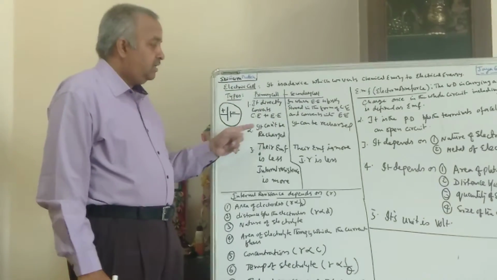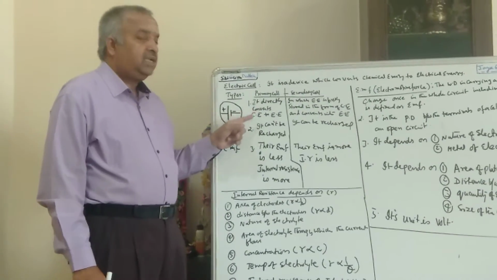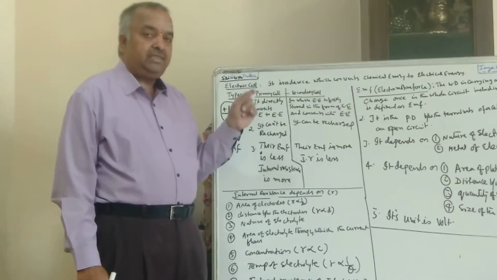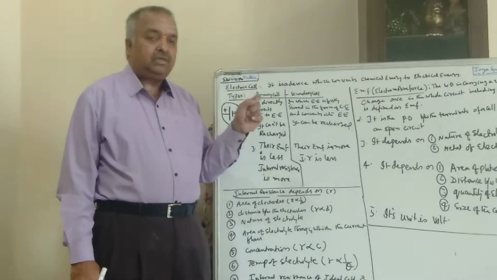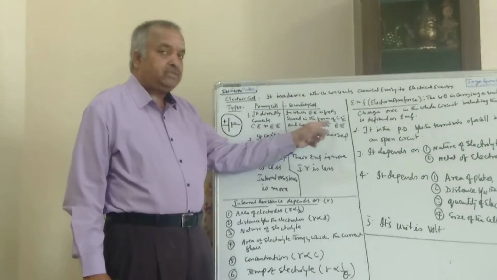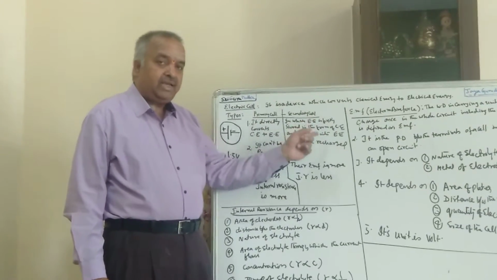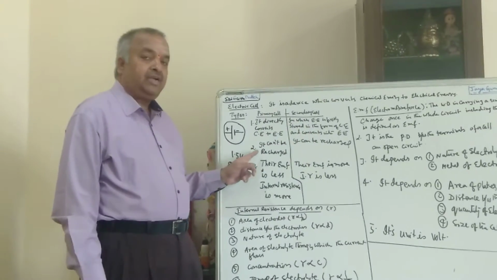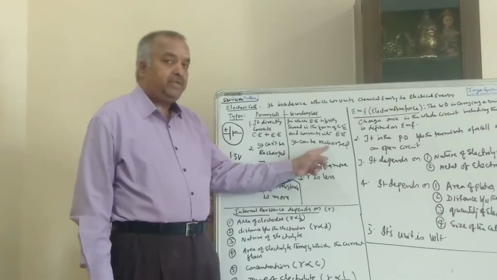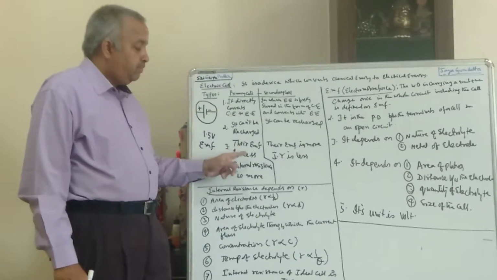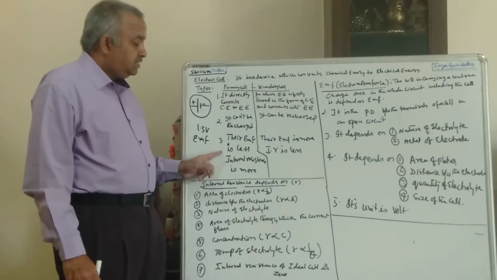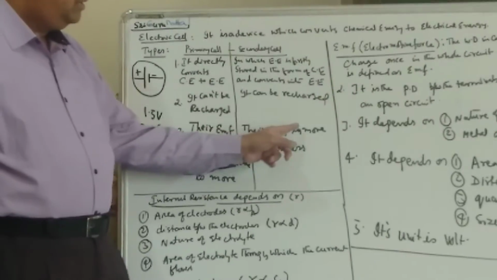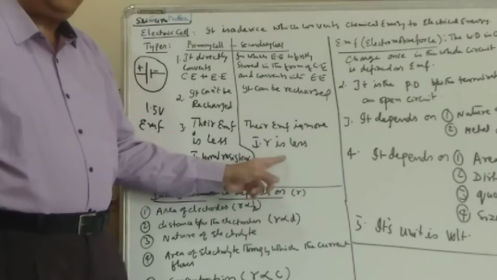What is the primary cell? The primary cell directly converts chemical energy into electrical energy. Whereas in the secondary cell, first the electrical energy is converted into chemical energy, and again it converts into electrical energy. That is the secondary cell. So a primary cell cannot be recharged, whereas a secondary cell can be recharged. The EMF of a primary cell is less and its internal resistance is more, whereas the EMF of a secondary cell is more and its internal resistance is less.